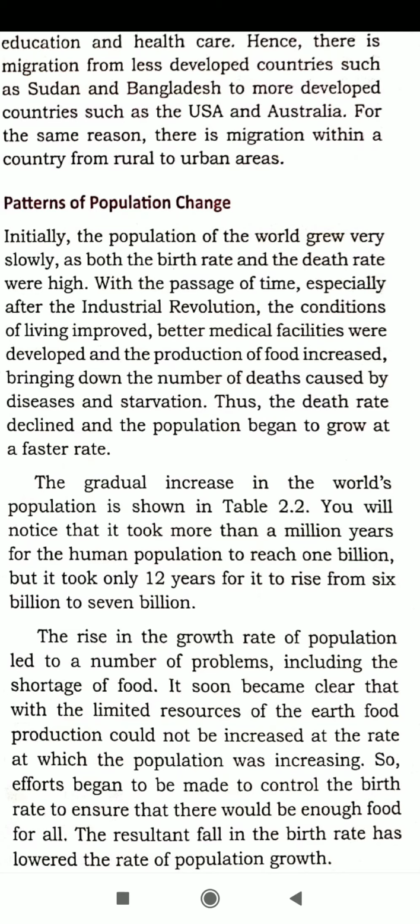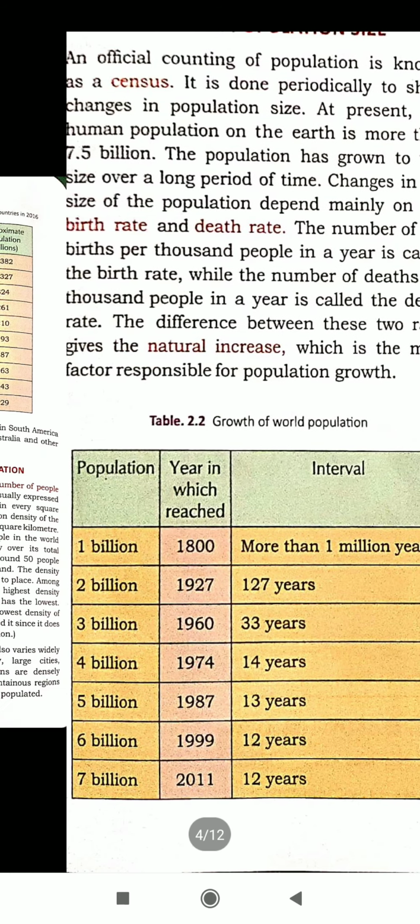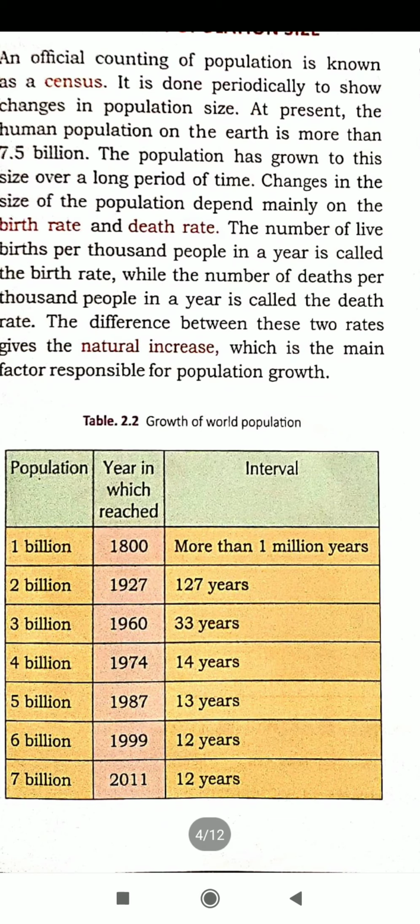The gradual increase in the world's population is shown in table 2. We have to study it. Already I have taught, I have shown table 2. You will notice that it took more than 1 million years for the human population to reach 1 billion, but it took only 12 years for it to rise from 6 billion to 7 billion. This table will help us to understand.